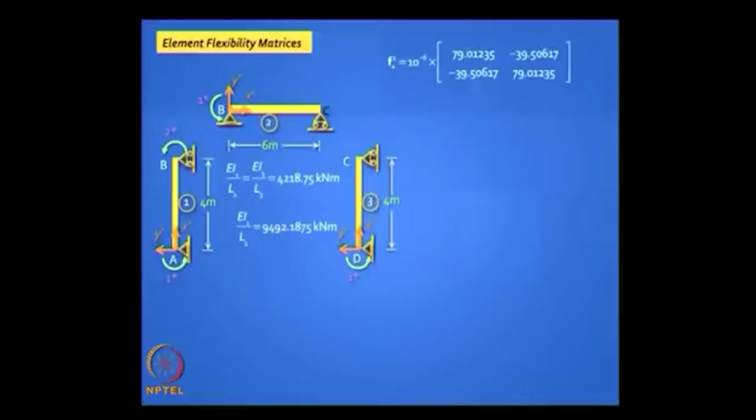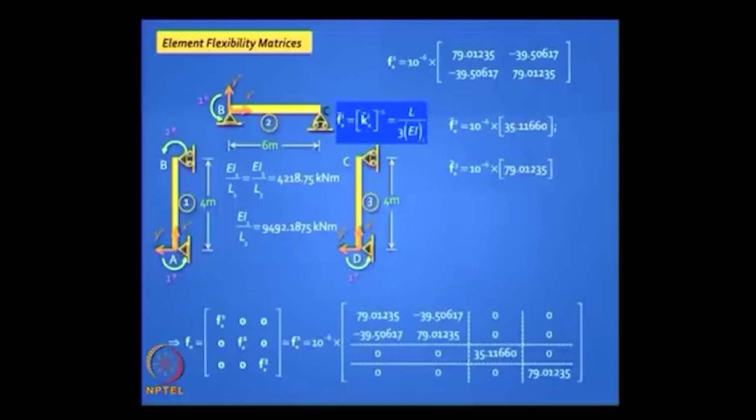Element flexibility matrices: F1 star is the same as we got earlier, but for elements 2 and 3 you take advantage of L by 3EI. This is a clever trick you can do: 3EI by L for stiffness, L by 3EI for flexibility. So for the first time I have introduced this symbol F star tilde, because it is like K star tilde, it is different; you are working with a reduced flexibility. Generate your flexibility matrix, this is the unassembled flexibility matrix.